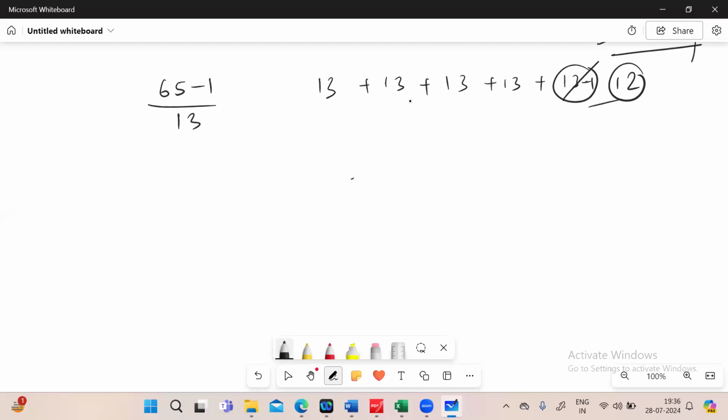Now tell me, what will happen when I subtract 1 from 65 and then divide it by 13? Abhi kya hoga? What will happen now? सर 12 रिमाइंडर बचेगा। वेरी गुड। आपको क्या पता है कि हमारे पास 13 के सेट्स थे, all other 13s will not get disturbed. The last 13 will actually reduce to 12, and the 12 is the extra, and that will be our new remainder.